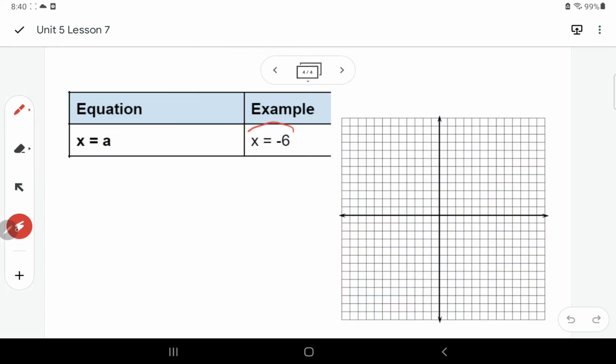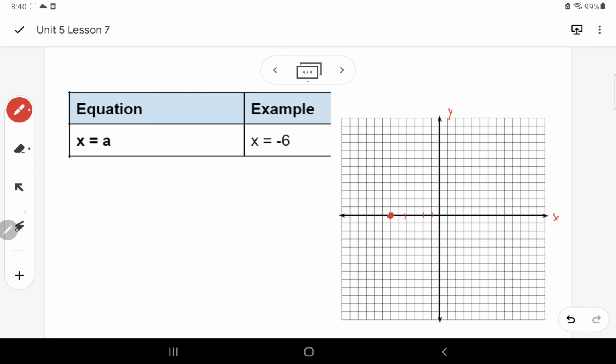The next one, here we've got x equals negative 6. So again, we want to look on the x-axis. So this is x and this is y. So I'm going to count 1, 2, 3, 4, 5, 6 into the negatives and put a dot at negative 6 on the x-axis.